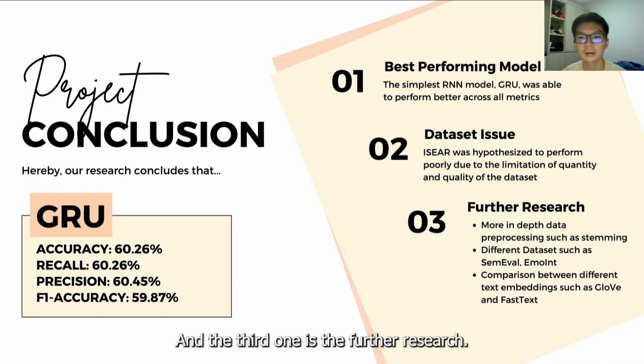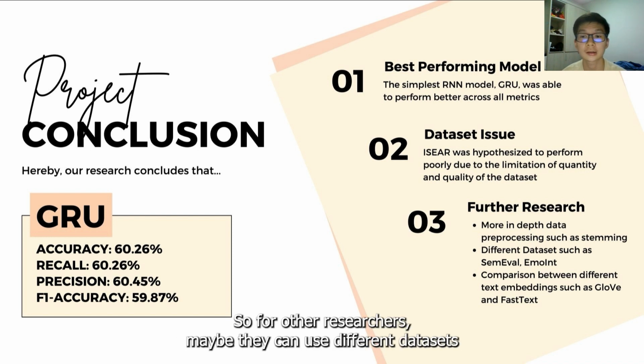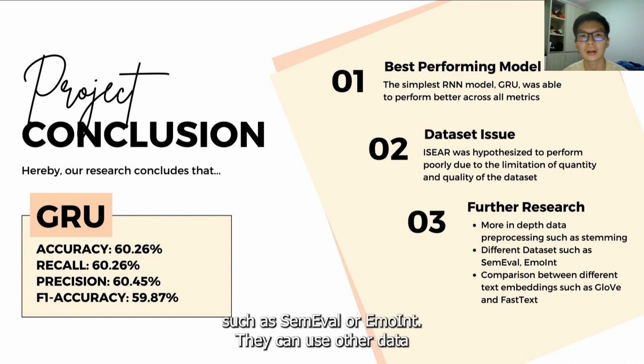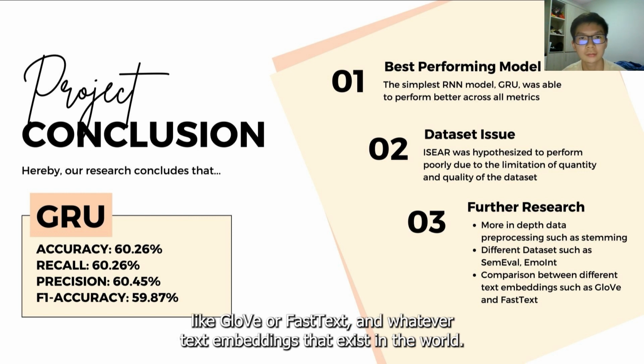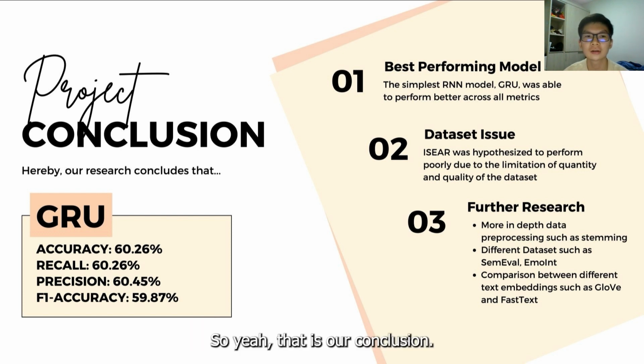And the third one is further research. Other researchers can maybe use different datasets such as MFL or MOTIN. They can use other data processing methods such as stemming, or they can use another embedding method like GloVe or fastText, and whatever text embeddings exist in this world. So yeah, that is our conclusion. The GRU was the best among the RNN models.